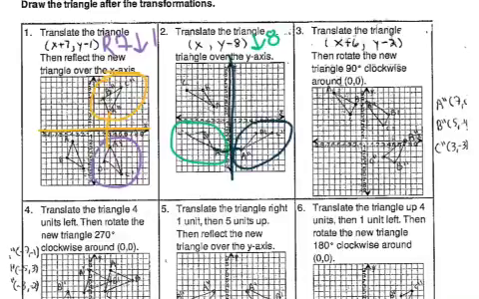For number 3, the first thing I did was translate, so I went right 6, down 2. So if this is my original image right here in this quadrant, basically that's what I did. I moved right 6, down 2 for every single point. This is what you would have after the translation.